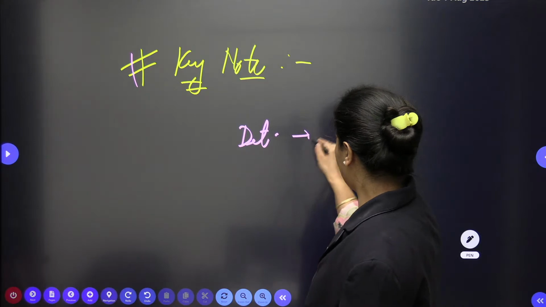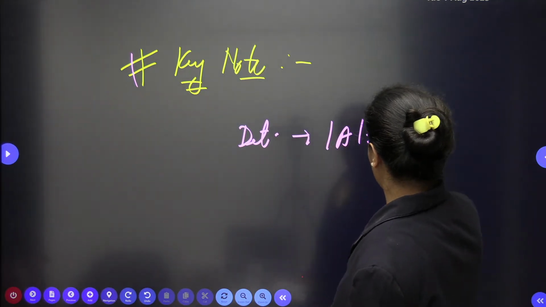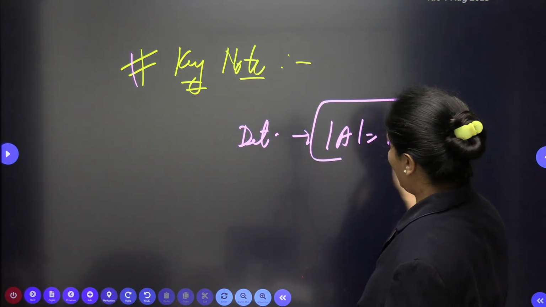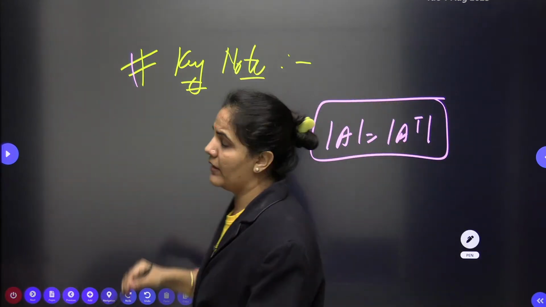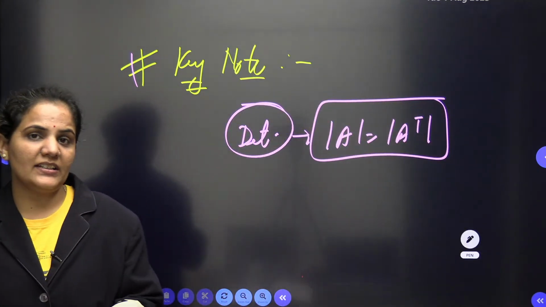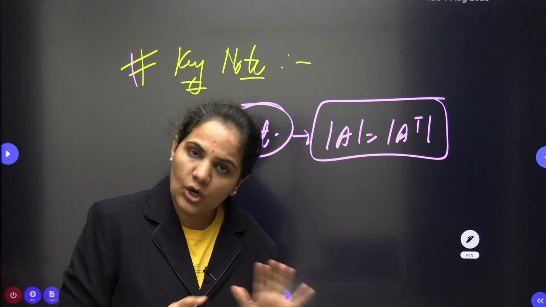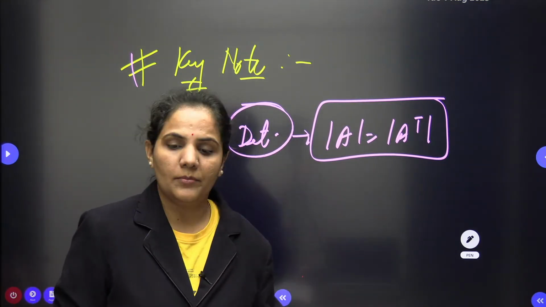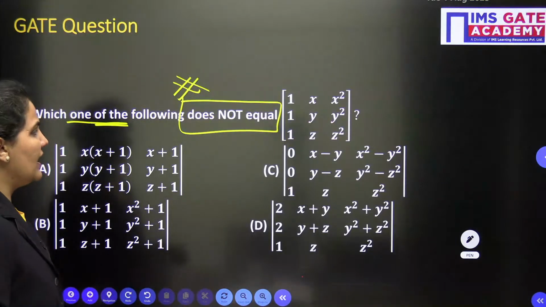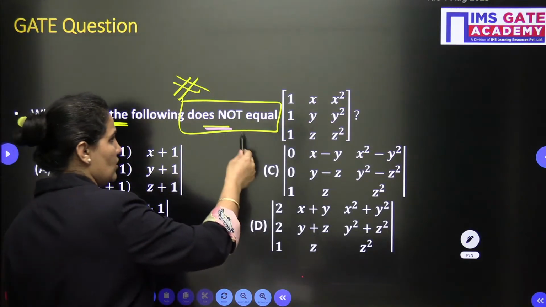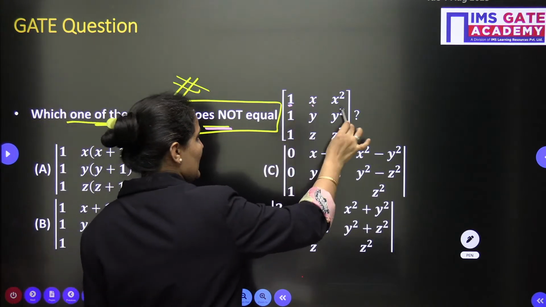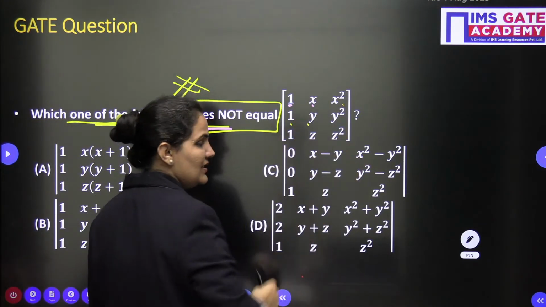That's why we said that determinant of A is equal to determinant of A transpose. Even if I use any row or column transformation in any matrix, the determinant will be the same. So determinant will not change by row or column transformation. Clear? So here it is asking about does not equal. My matrix is 1, x, x square; 1, y, y square; 1, z, z square.